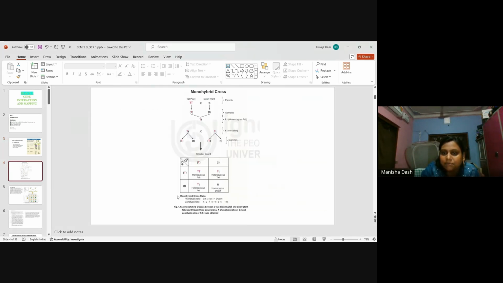So next, if we move to the monohybrid cross, mono simply means one. As he was considering only one character at a time, the test was called monohybrid cross. So as you can observe, he only considered one character, that is the height of the plant. So he took two contrasting character plants. One was a pure tall plant. The other one was a pure dwarf plant.